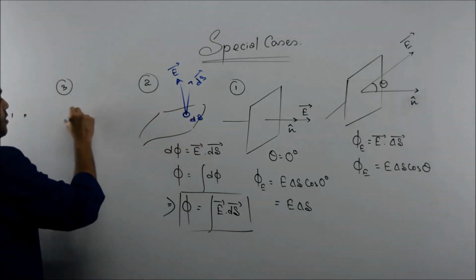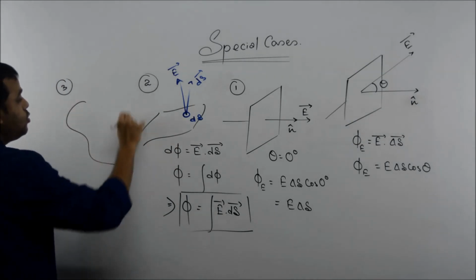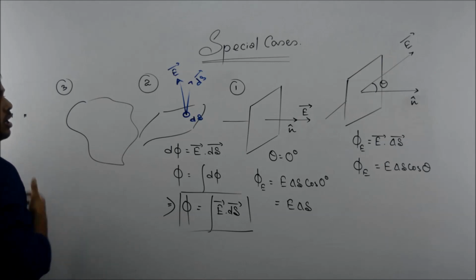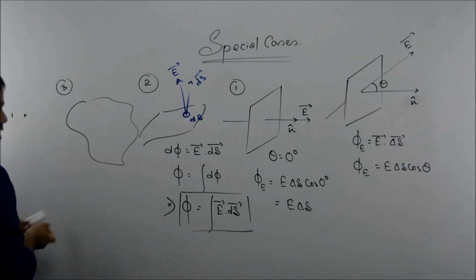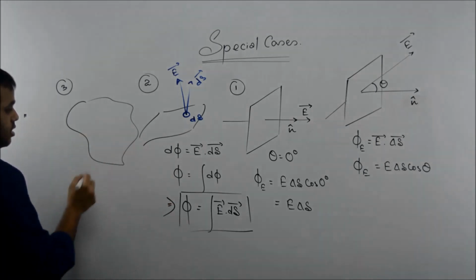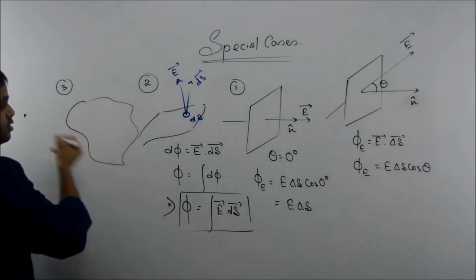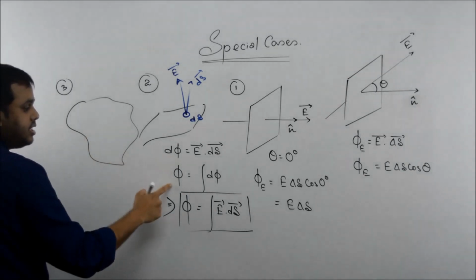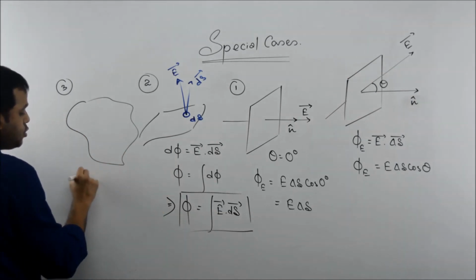Now if this arbitrary area is a closed surface, now let us consider this as a closed surface. For example, it is a cube. For example, it is a sphere. Then similarly, just like this, we need to find electric flux. We need to find electric flux through a small area, then integrate, then we will get the total electric flux.